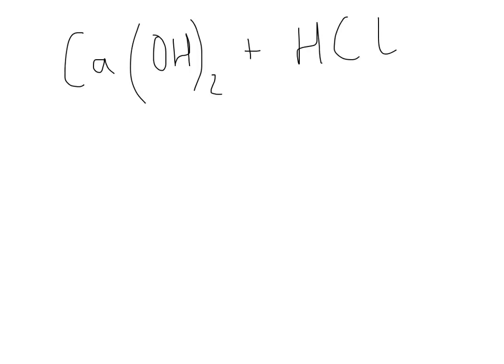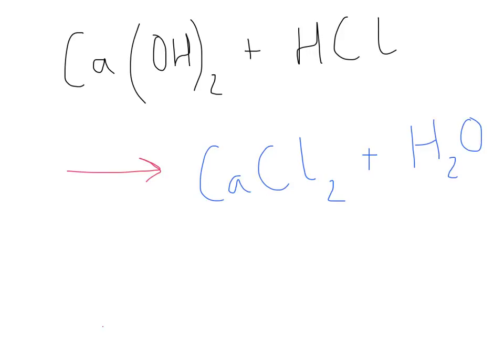So this is going to be your calcium hydroxide, Ca(OH)2, plus HCl, and that forms calcium chloride plus H2O, and then balance that. You need to stick a 2 in front of the HCl, and you need to stick a 2 in front of the water. So what that tells us is that for every 2 moles of acid, there is 1 mole of calcium hydroxide.